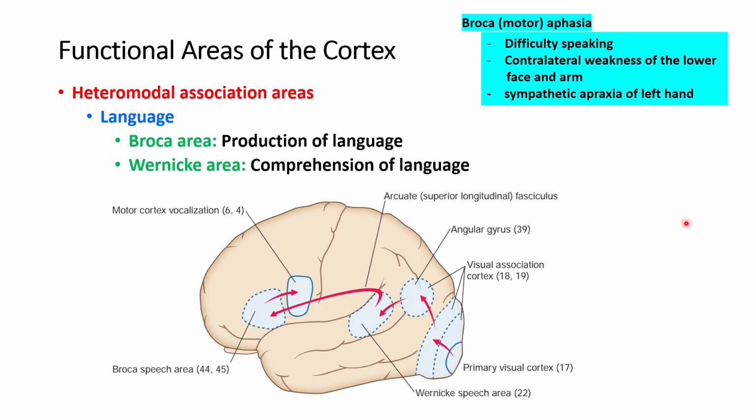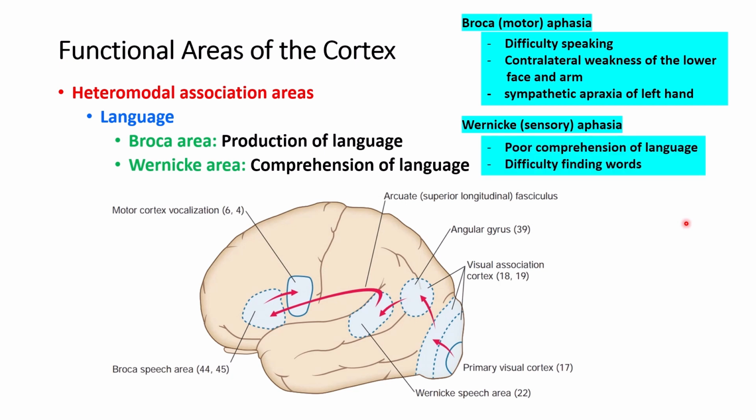They have also contralateral weakness of the lower face and arm, and they have sympathetic apraxia of the left hand. So they have different symptoms, most of them related to movements and speech. In Wernicke's aphasia, it is sensory, so that is for difficulty understanding words, difficulty finding words, and they may have difficulty understanding what they read. So this is more sensory, but they can talk properly.